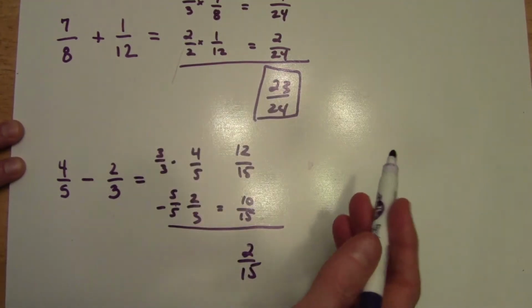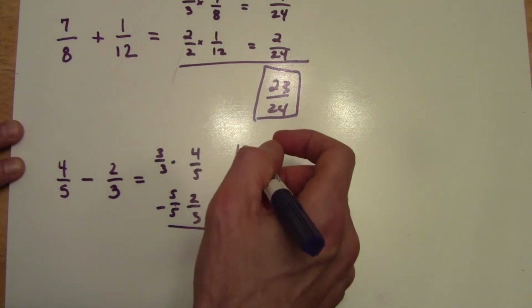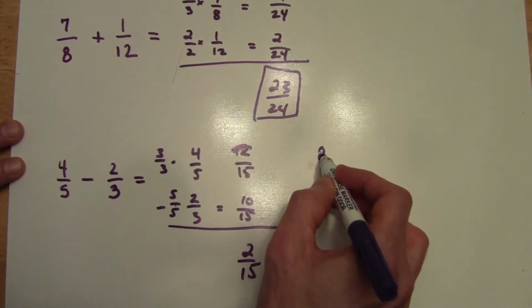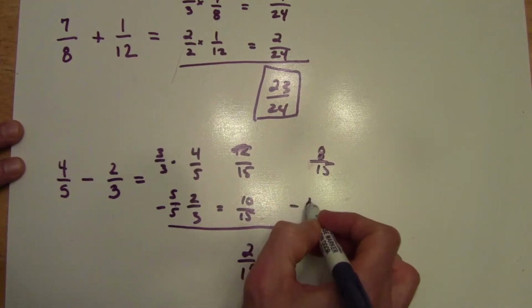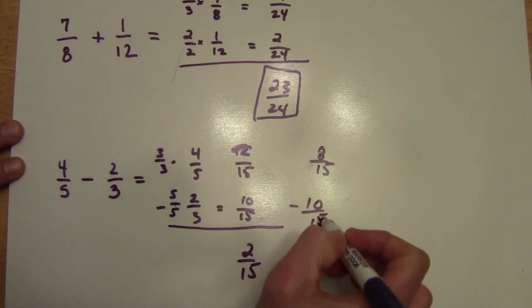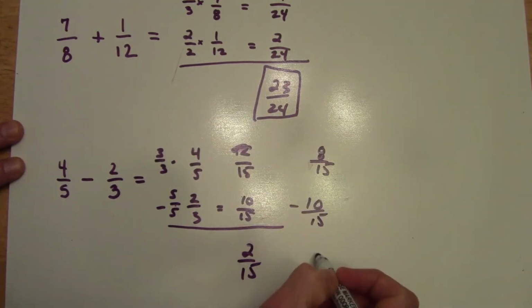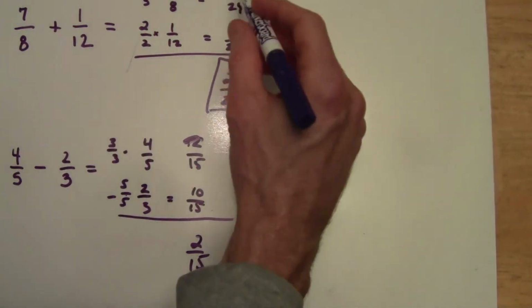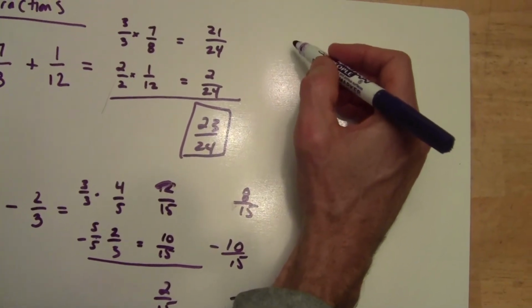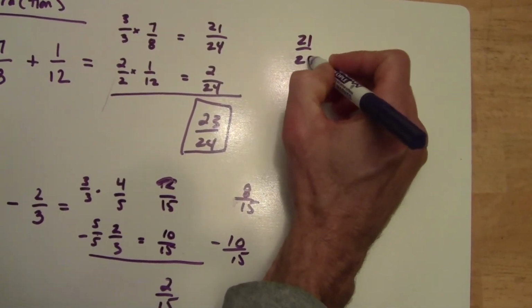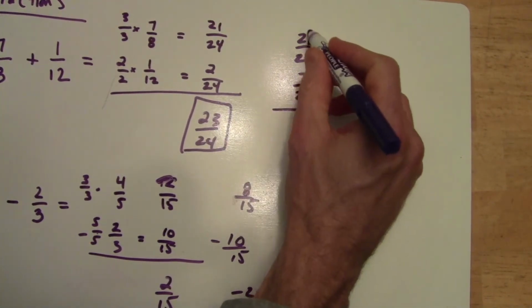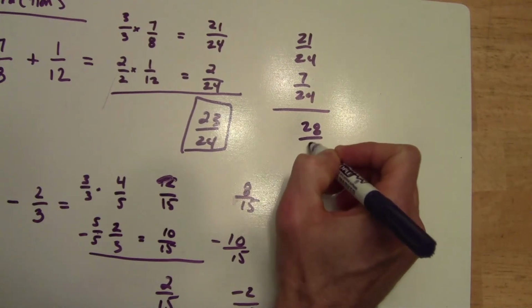And then, of course, they can be trickier. You can trick these problems out by making the first numerator smaller. Let's say, just for argument's sake, I made it 8/15 minus 10/15. Then now you're working with integers, right? 8 minus 10, -2. So what? No big deal. Or let's say in the addition problem, if I made it 21 over 24 plus 7 over 24. Let's just pretend this is a new problem. 21 plus 7 is 28.